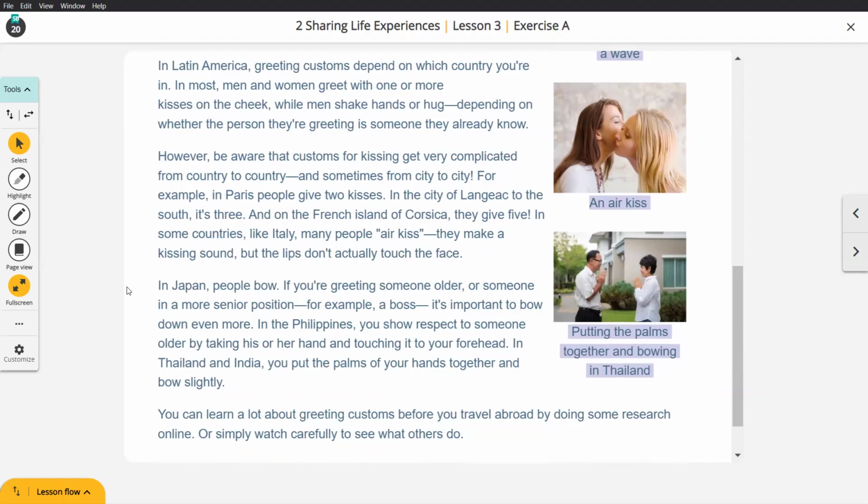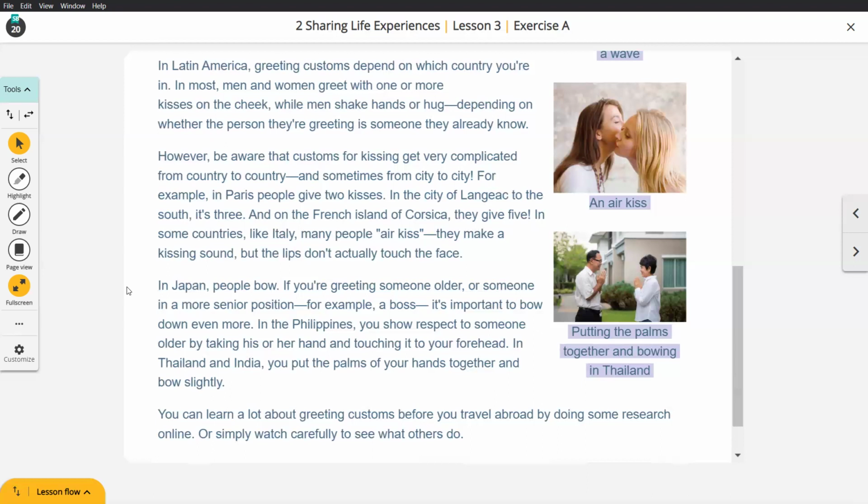However, be aware that customs for kissing get very complicated from country to country, and sometimes from city to city. For example, in Paris, people give 2 kisses. In the city of Langeac to the south, it's 3. And on the French island of Corsica, they give 5. In some countries, like Italy, many people air kiss. They make a kissing sound, but the lips don't actually touch the face.